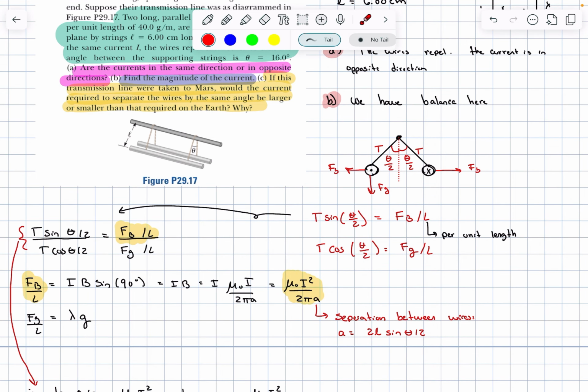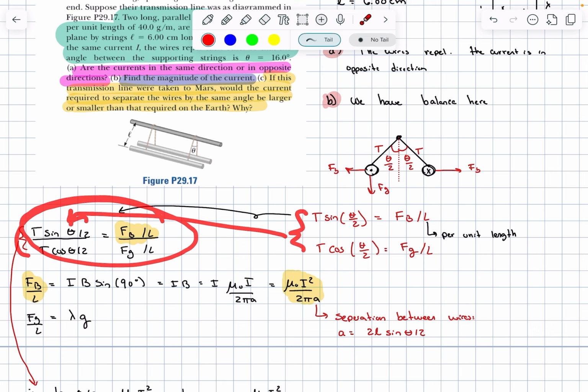We do the same thing with the components in the y direction. So we have FG over L being balanced out by the component of the tension here, pulling it up, right? That's going to be T cos theta over 2 in this direction. We can combine these two, like so, and we get this equation.